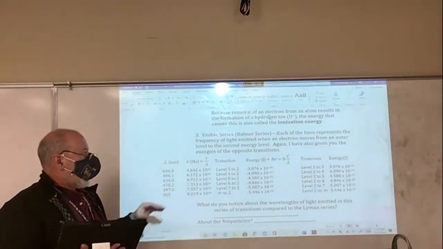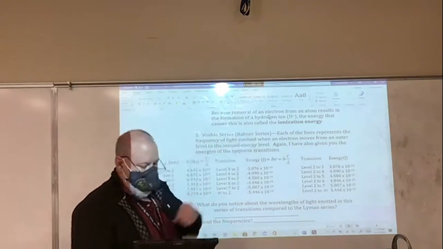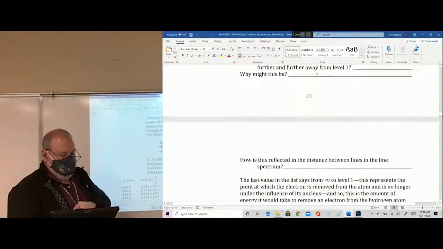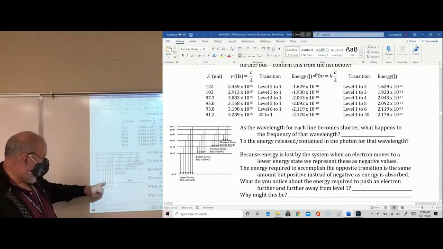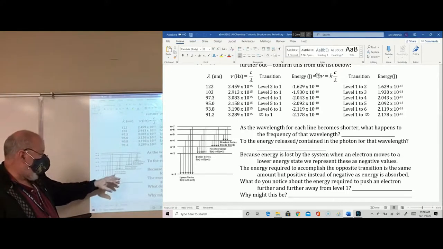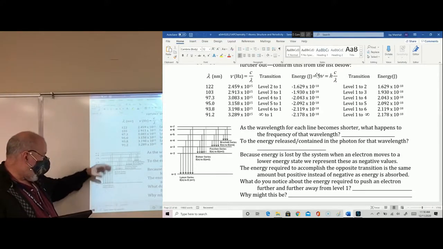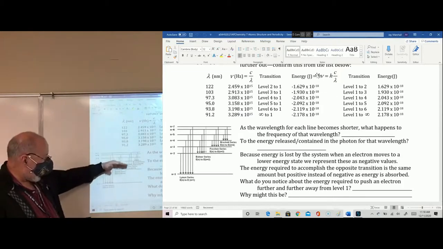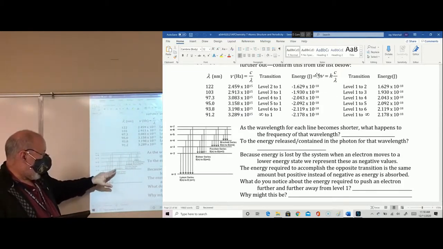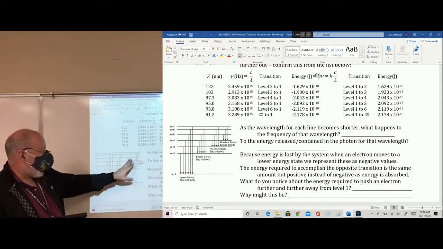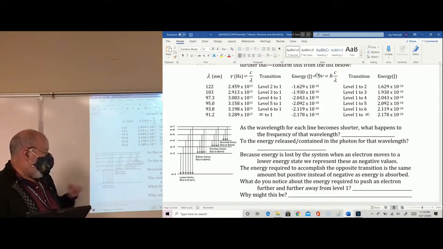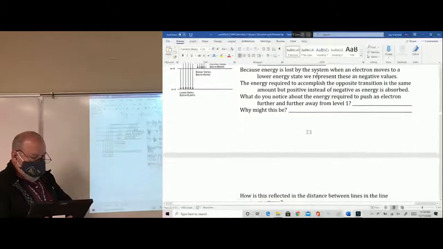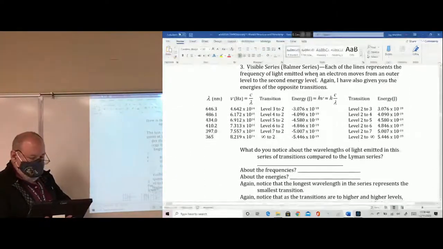Okay? If I do the same thing for the visible series, and again, that's going to be this series right here. You don't need to know these names, but to go to the second energy level is this series here. And anything beyond this is just going to release infrared radiation. But for going to the second level, we release visible radiation.